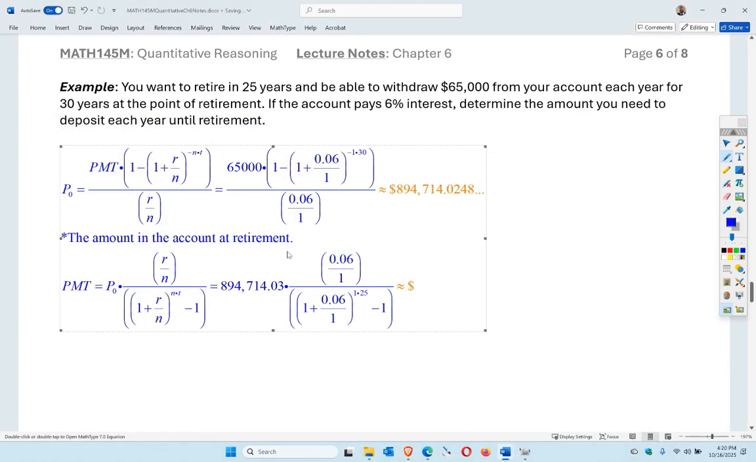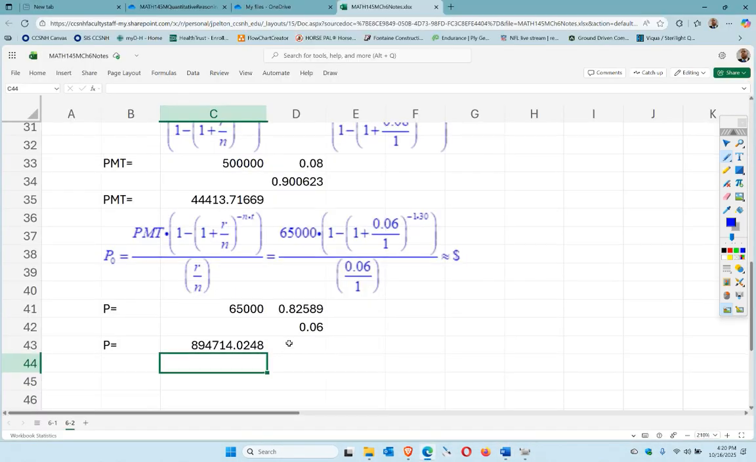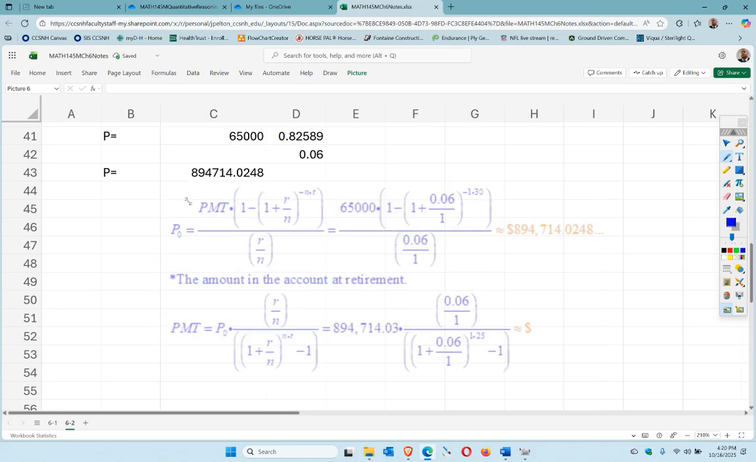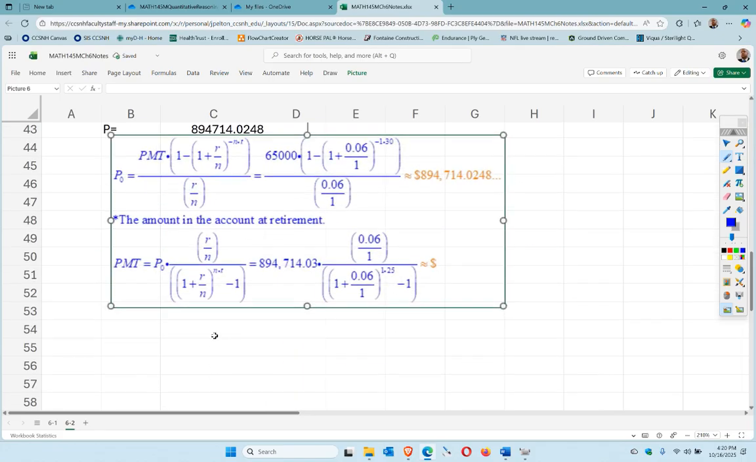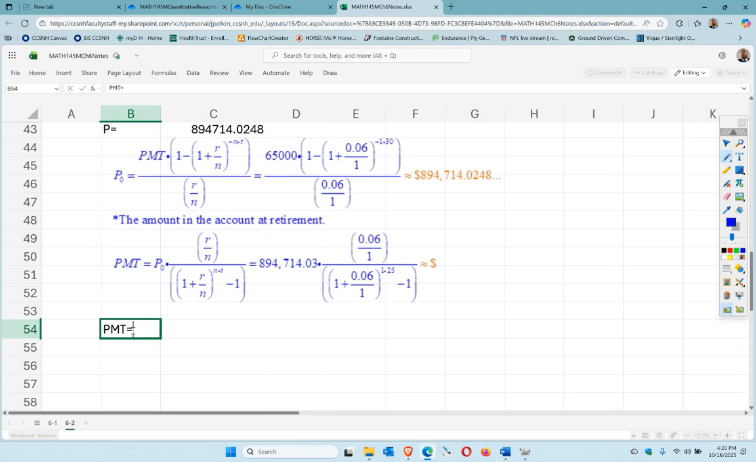Okay, and we will copy this to the spreadsheet. Paste that there, shrink it down a little. Alright, and we'll do payment equals, okay, so we'll put 89,714.03, okay, and this one is 0.06 divided by 1, didn't really need 1, but that's okay, and then equals 1 plus, oh, I need parentheses, don't I?